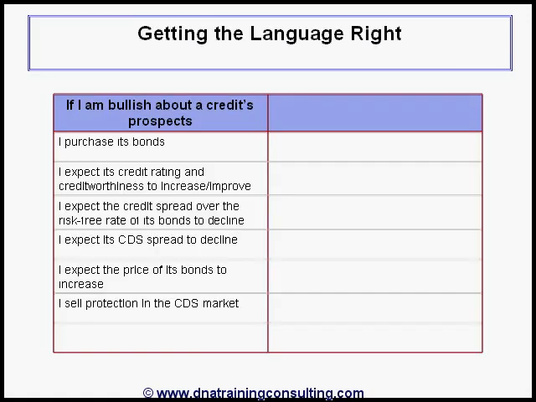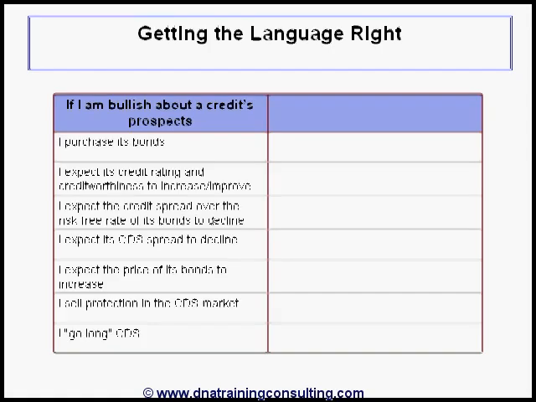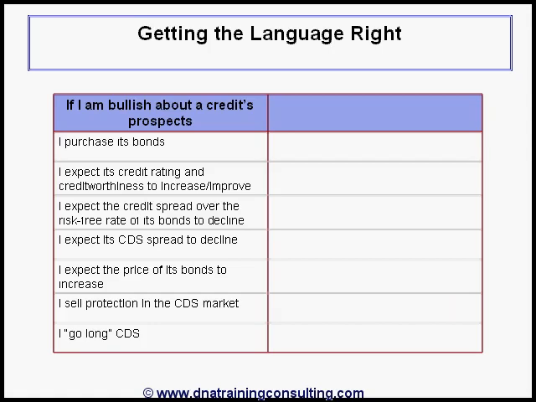I could sell protection in the CDS market, and we would generally say that I would go long the CDS. This last one, of course, being simply a convention. We could have chosen the opposite convention in the market, but we did not.